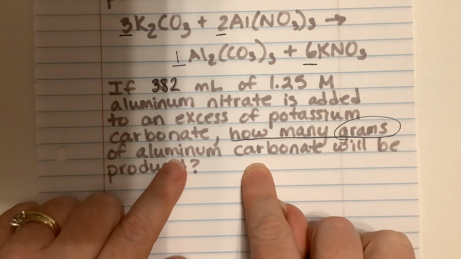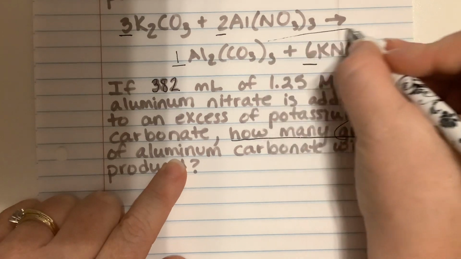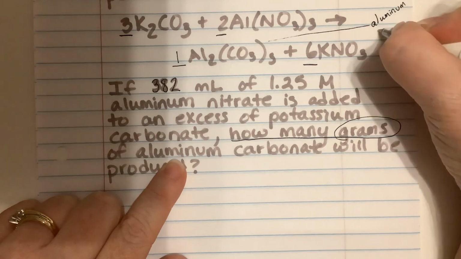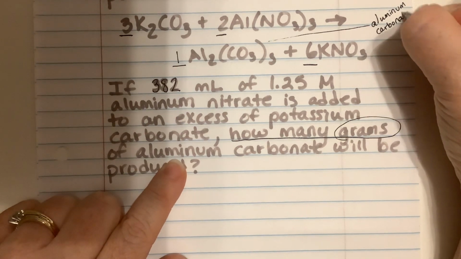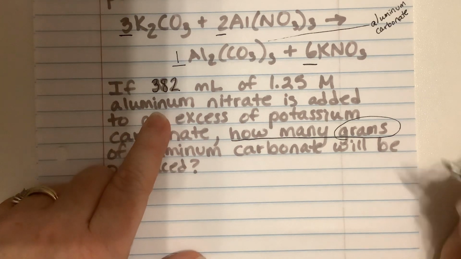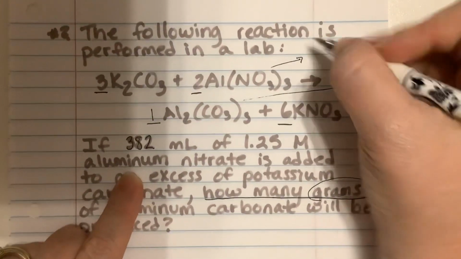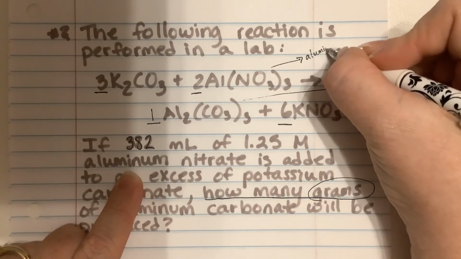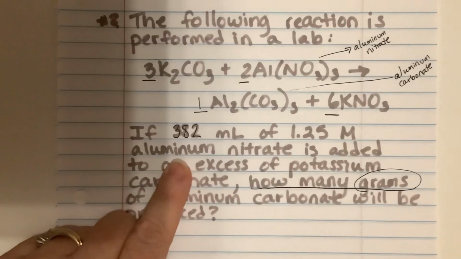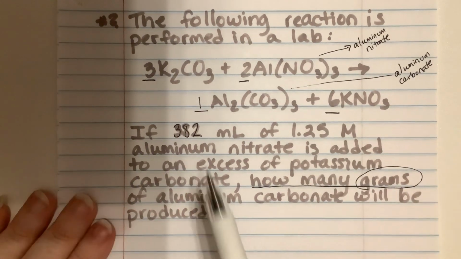Now, aluminum carbonate is this thing right here. I'm going to just put a little arrow. That is aluminum carbonate. Right? And aluminum nitrate would be this guy. Put it down so you could see. Aluminum nitrate. It's important to know what these things are, because if they tell us we have a certain amount of them, we need to know what we're talking about, right? All right, so let's do it one more time.